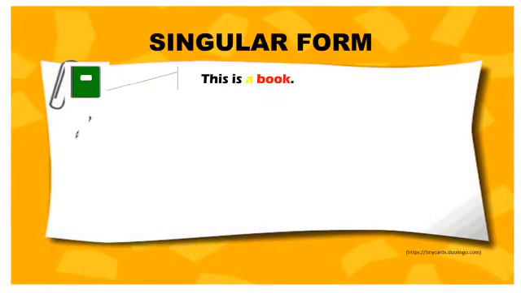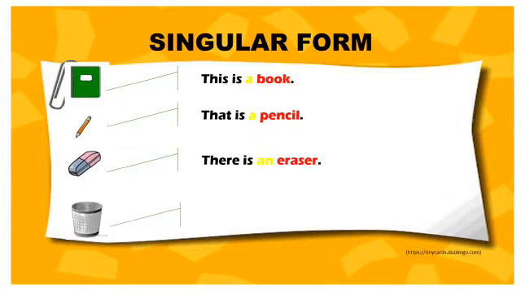Well, when you want to talk about the things at your school, you must understand what singular form and plural form are. Now we will study singular form. Here are the ways you can say something in singular. For example, this is a book. That is a pencil. There is an eraser. There is a trash bin. You can use a or an to say something in singular.